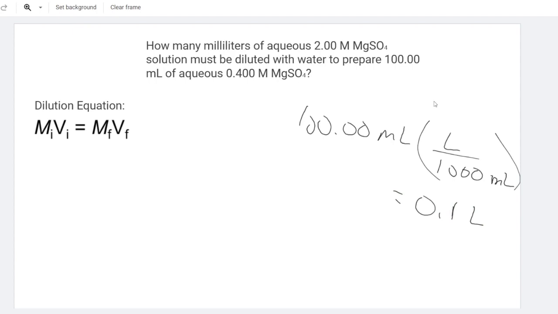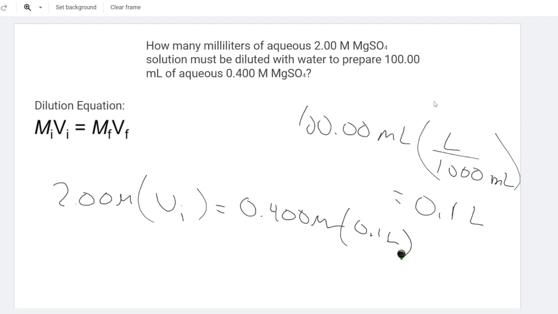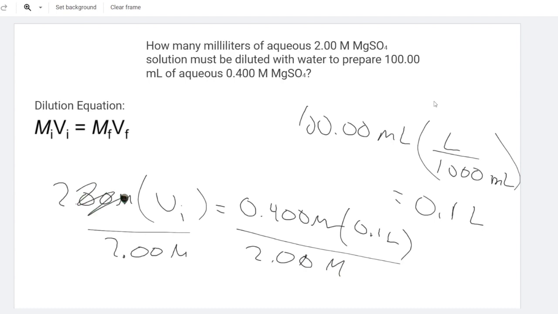For our initial molarity, we have 2.00 multiplied by our unknown initial volume. This equals our final molarity of 0.400 multiplied by our final volume of 0.1 liters. Now we can divide both sides by 2.00 molarity to solve for VI. And VI equals about 0.02 liters, which is equal to 20 milliliters.